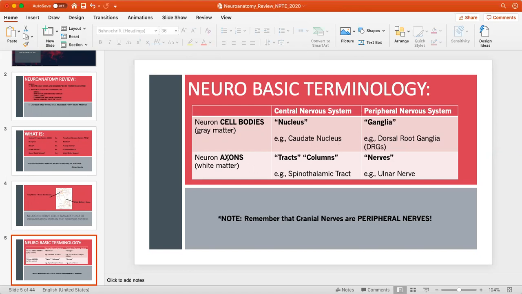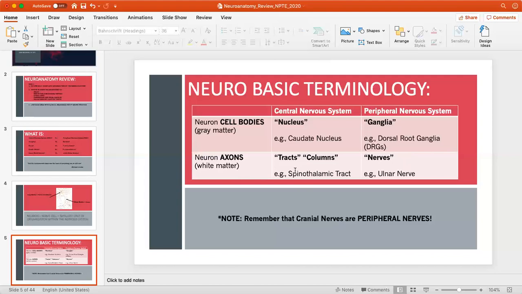As far as collections of axons, so again, white matter, you can think of them as maybe wires or connections of that nerve cell. These are going to show up as white matter, but they're going to have different terms in the central nervous system versus peripheral. In the central nervous system, we call these collections of axons tracts or columns. So in the spinal cord, we see tracts or these collections of axons.